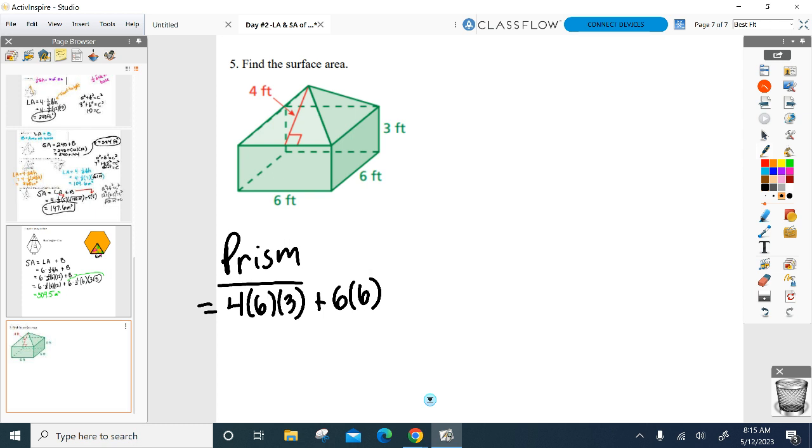So the prism should have 108 square feet, I think. Check me on that. 108? Okay. And Anna also said I have a pyramid here.